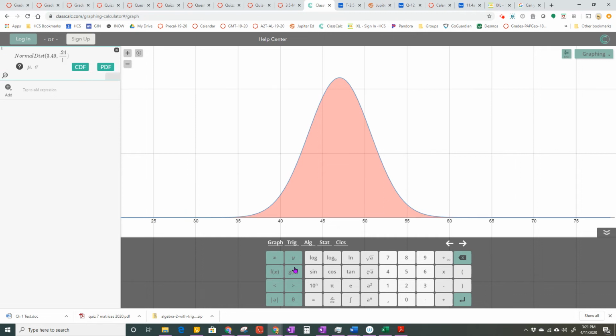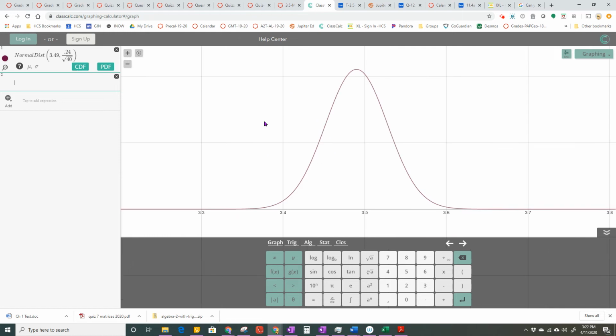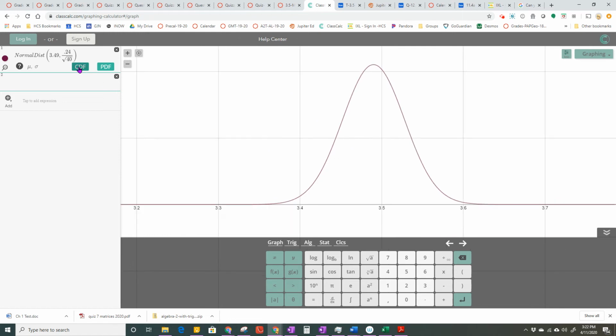0.24 divided by the square root of 40, my sample size. I'm going to push enter. I'm going to push the magnifying glass to see it. And then I'm going to push CDF, and I want to know the probability of the price between $3.40 and $3.60.